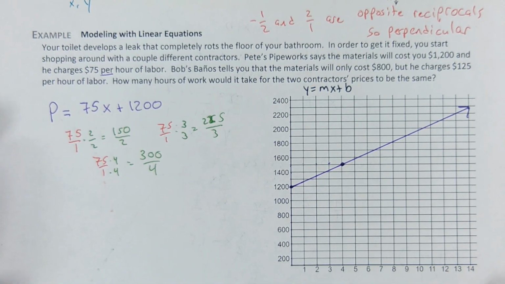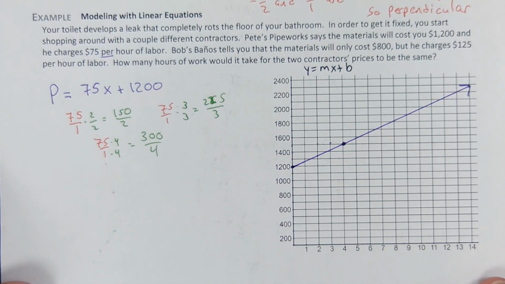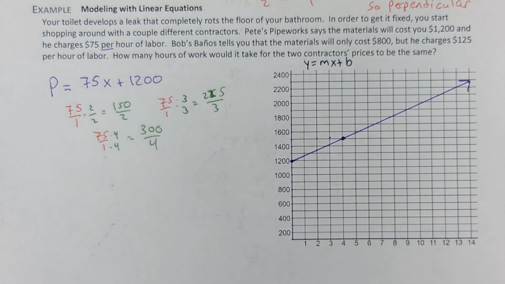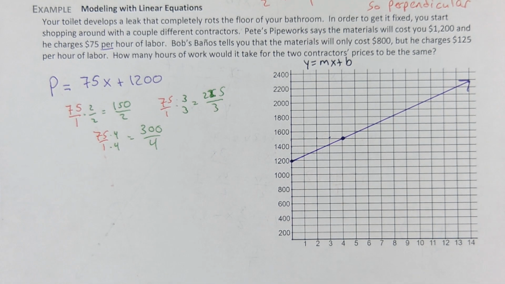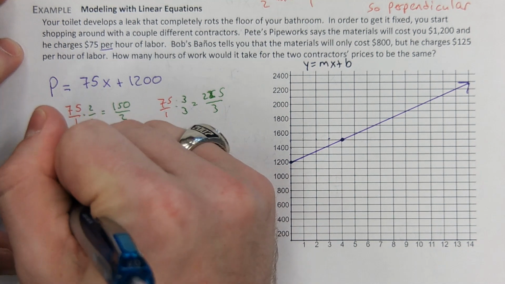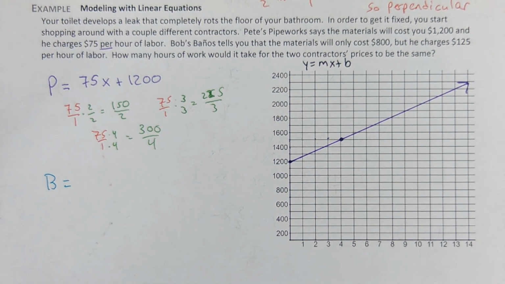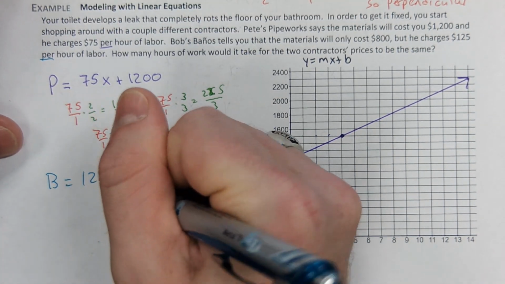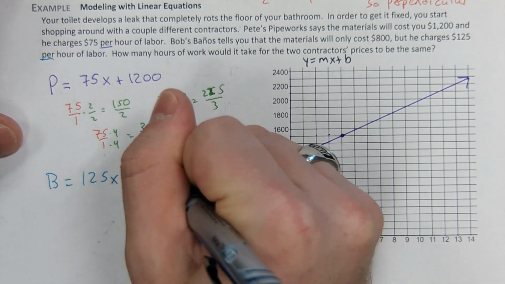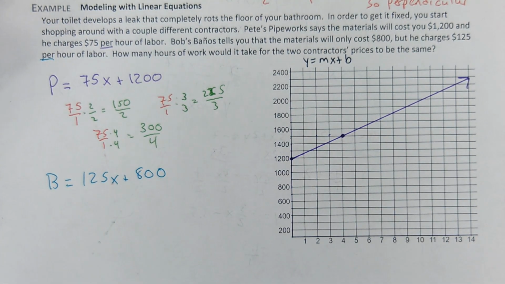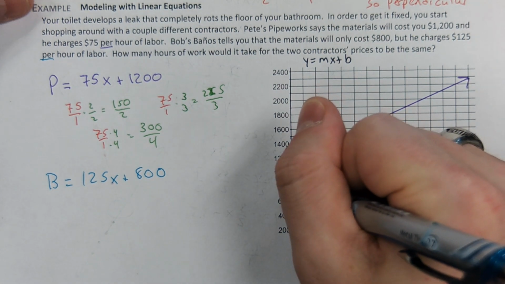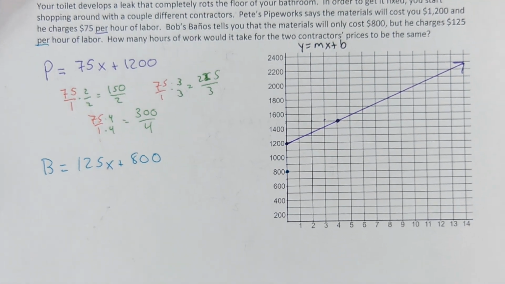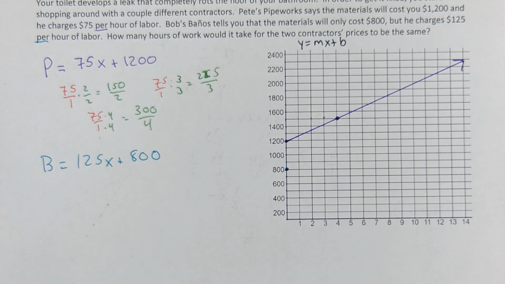And we're going to use the same trick for Bob's Baños. What color? Blue. Blue feels good for baños. Same setup. His per is his slope, so 125x, and he's only charging $800 for materials. Go to 800, and then go up 125. Darn it, I can't go up 125 easily.